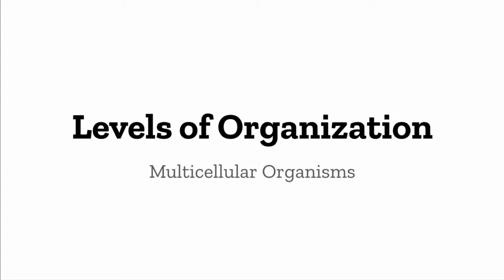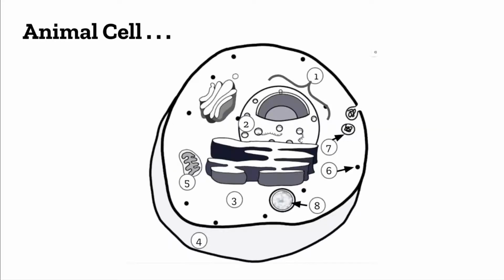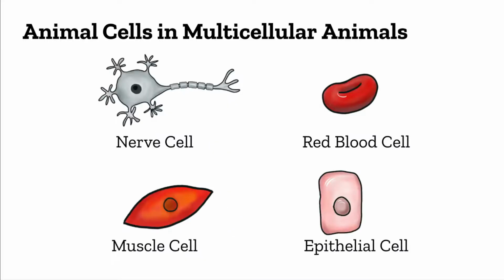Today, I want us to look at the levels of organization for multicellular organisms. What I mean by this is how do we go from just a basic animal cell with all the organelles inside, like we've been talking about, to creating a multicellular organism like a human? One thing you need to understand is that the animal cell we've been studying is just an example of a quote unquote typical animal cell. Basically, it's like a human's skin cell.